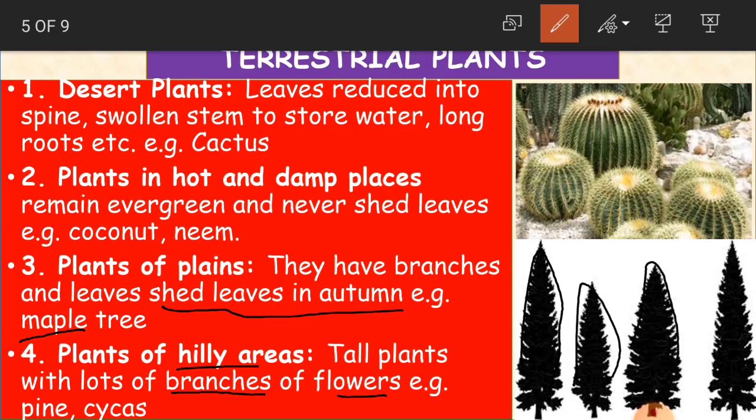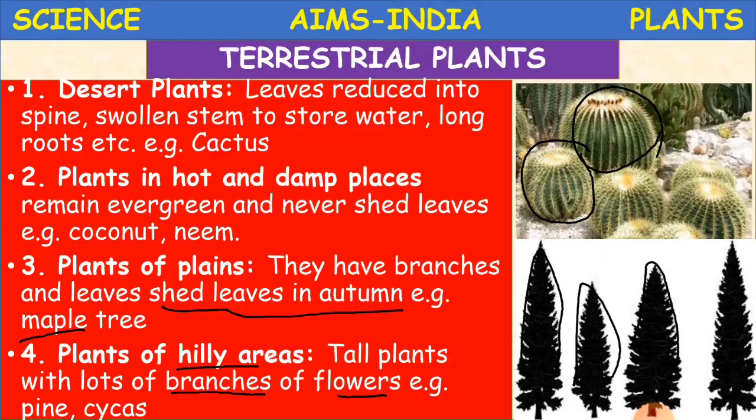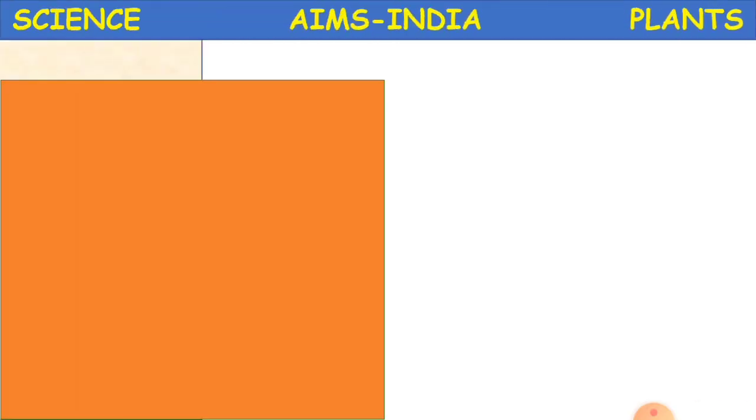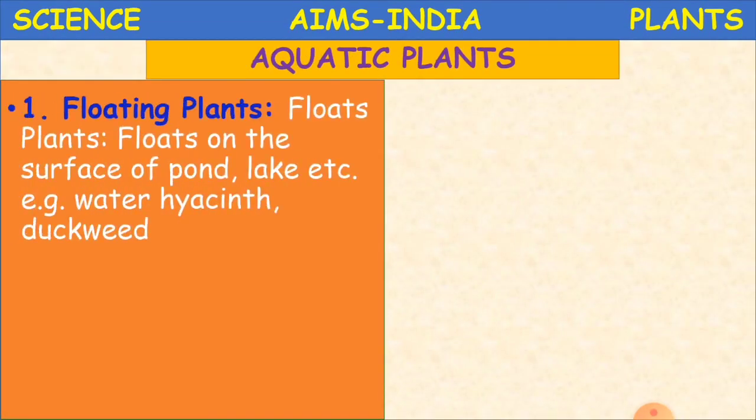And when you come to this picture, the leaves are reduced into spines. They have sharp, thorn-type leaves. Those plants are called desert plants. Clear, children? Now we'll see the aquatic plants.